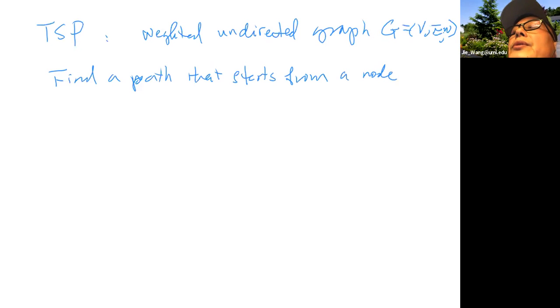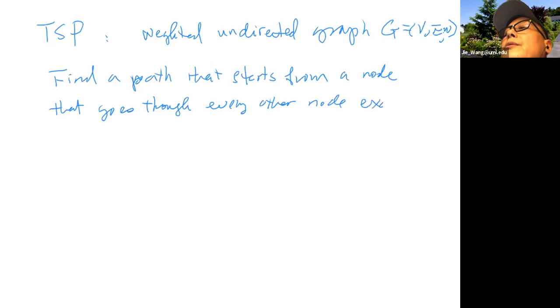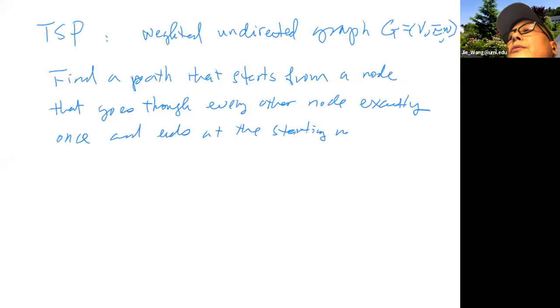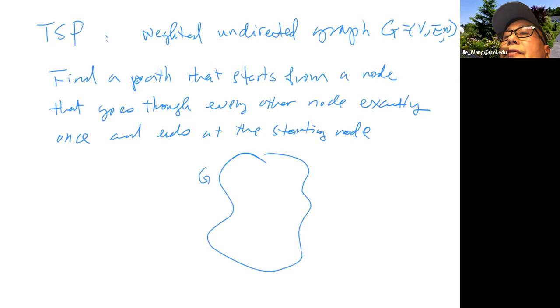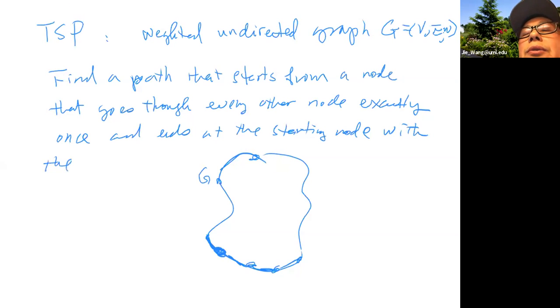So that means it starts from a node, goes through every other node exactly once, and ends at the starting node. So you are given a graph G, right? So let's say this is a graph. Then you start from any node, then you go through every other node, and then you come back at the same node. So you get a circle, you get a circuit. Then of course we want the minimum total weight.